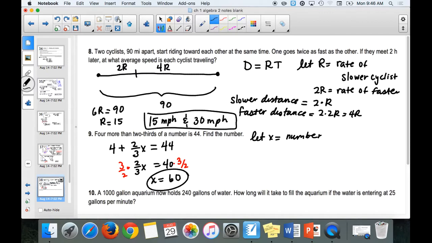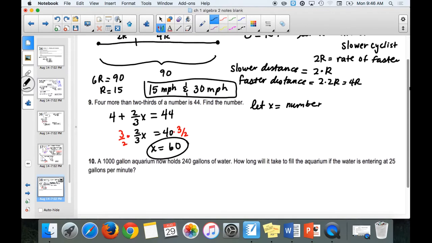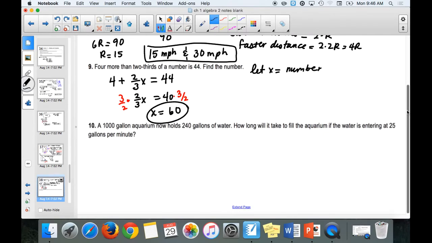All right, and then other things where we have like a rate of change. So it says a 1,000-gallon aquarium now holds 240 gallons of water. Okay, how long will it take to fill the aquarium if the water is entering at 25 gallons every minute? So we're letting x equal the time to fill in minutes.